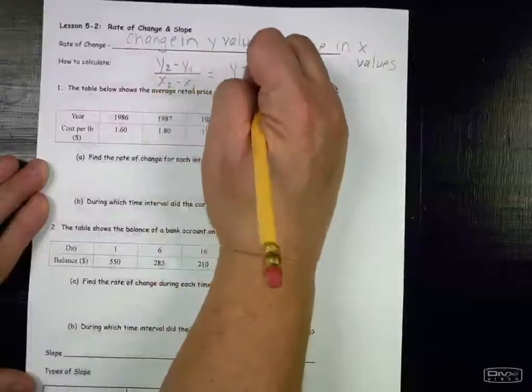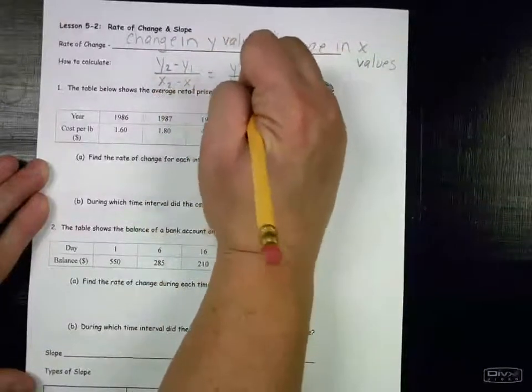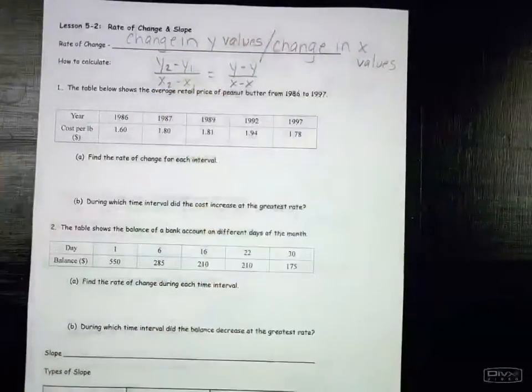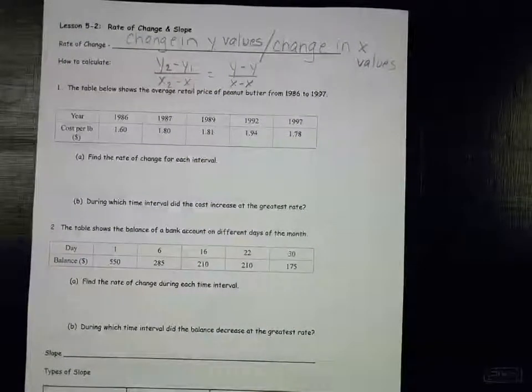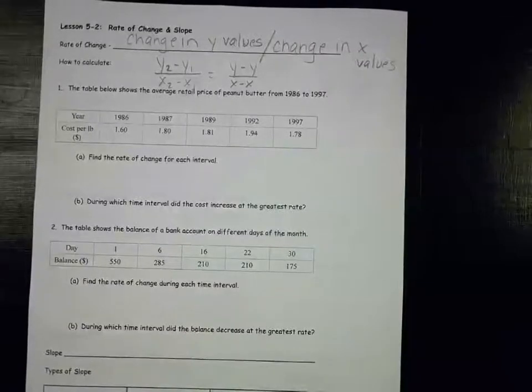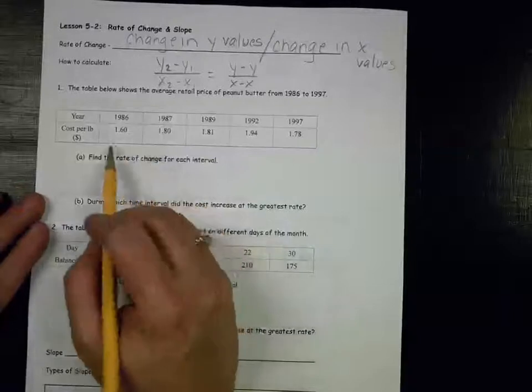And sometimes I think those subscripts get confusing. So sometimes I just say y minus y, x minus x. And the thing that makes this tough is you actually start with your second number on the top of the fraction. So we need to find the rate of change for each of these intervals.